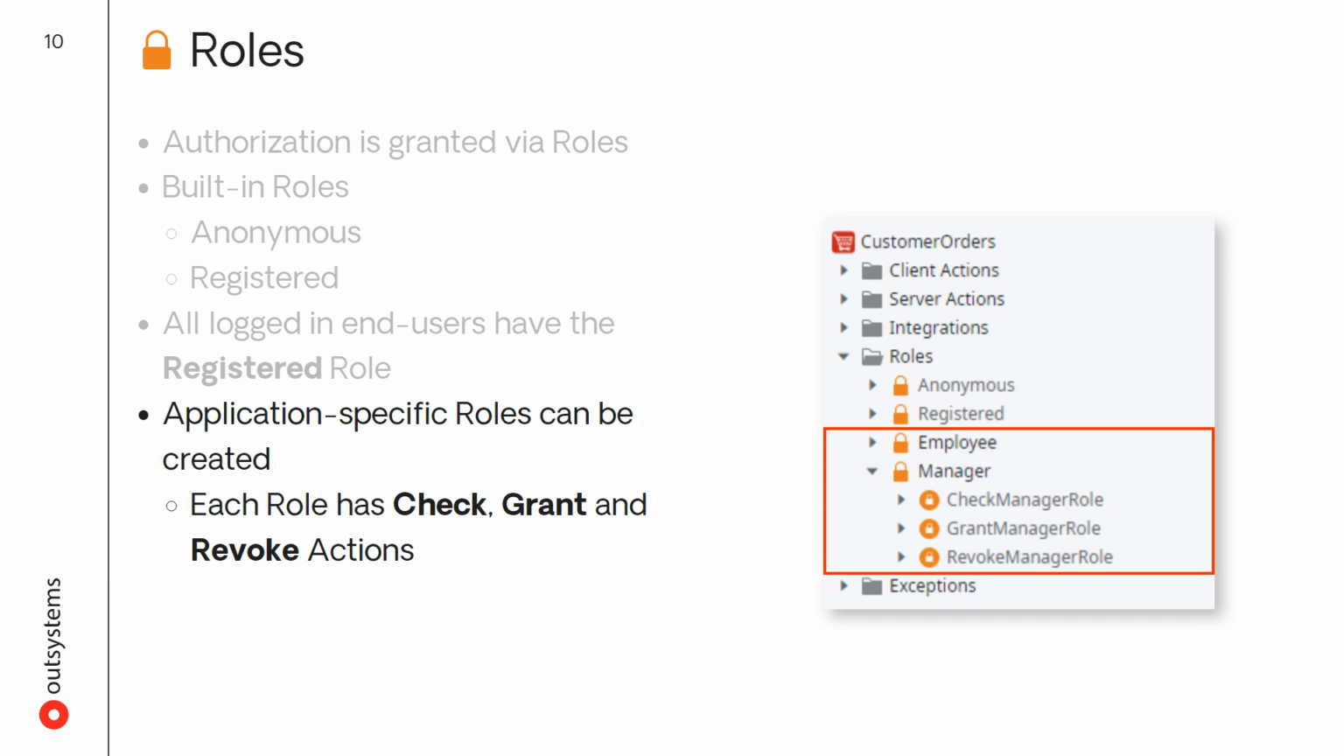Apart from these two roles, you can create as many application-specific roles as you want, and use them as well to handle authorization in your applications. Each role has three built-in server actions you can use: CheckRole, GrantRole, and RevokeRole. Like the names of these actions indicate, they allow you to check whether a certain user has their respective role, for instance the Manager role, and also to grant a user a role or revoke it.